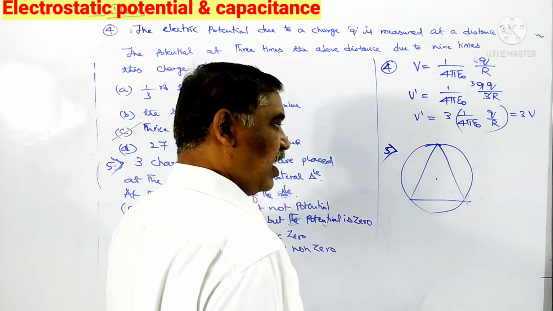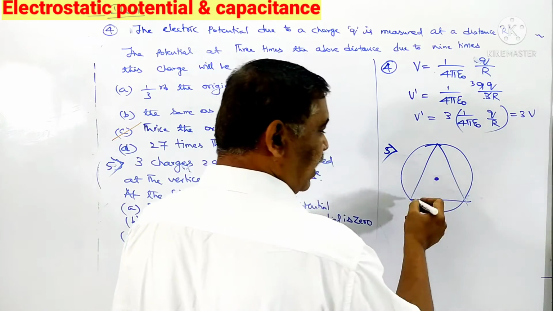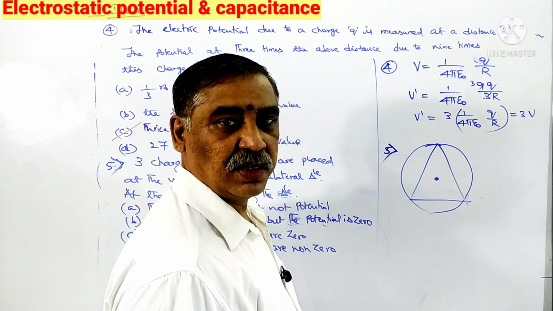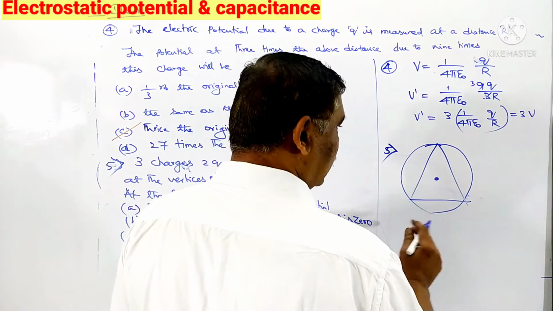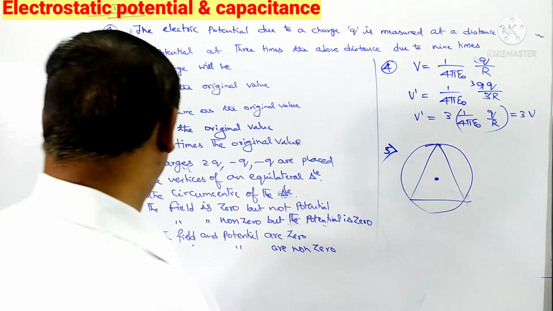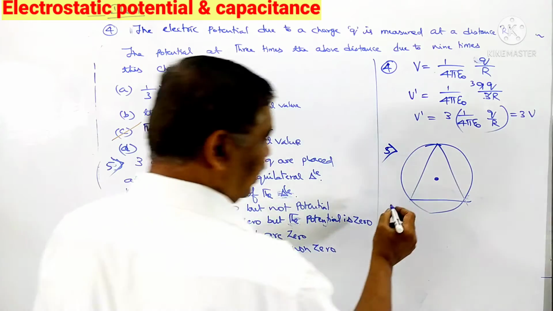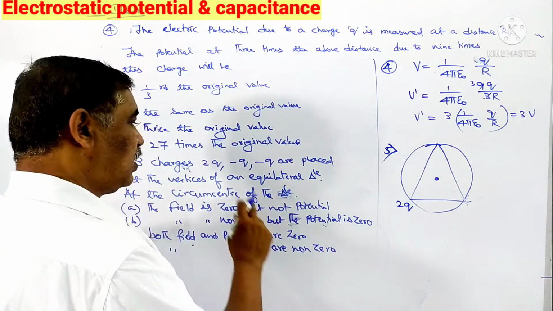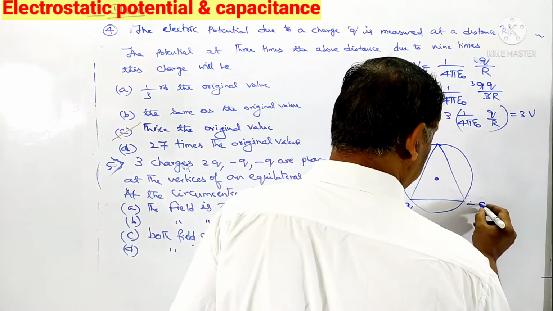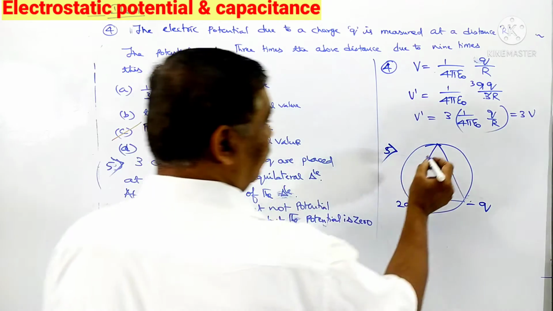Let us think this is an equilateral triangle. So from any vertex to this center, the distance is the same. Now just take the given charges. One is 2Q. You can place it anywhere you want. Another one is minus Q. This one is minus Q. One more is minus Q here.